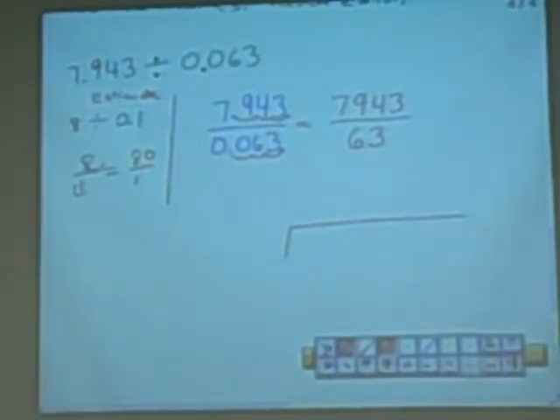I have a question. Like in the textbook, this would be like an A/B problem. Like, you do the estimate and then do the division. Yeah.